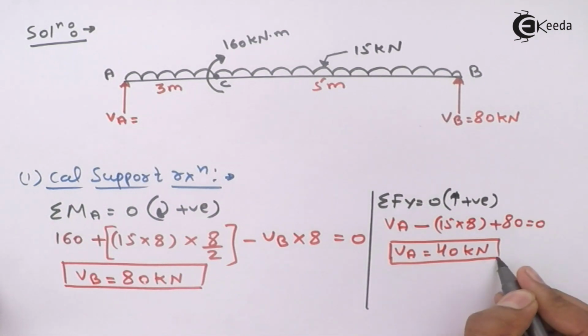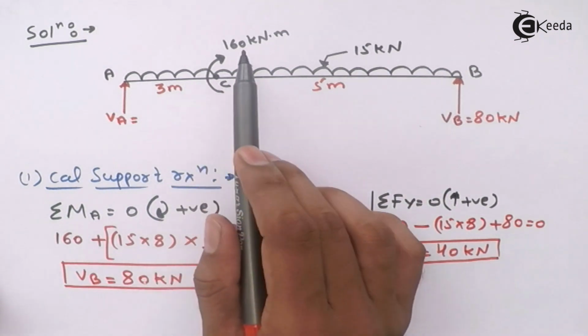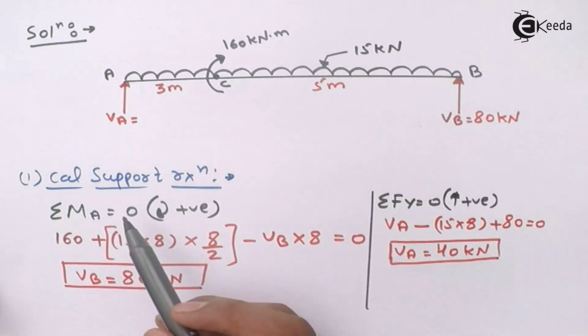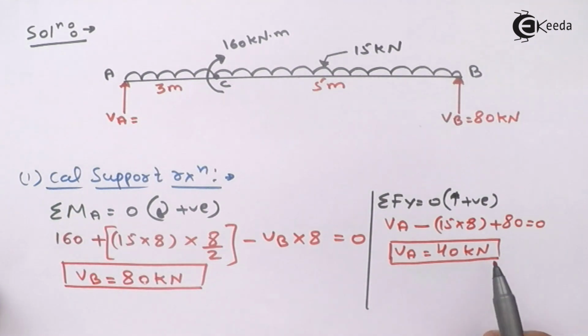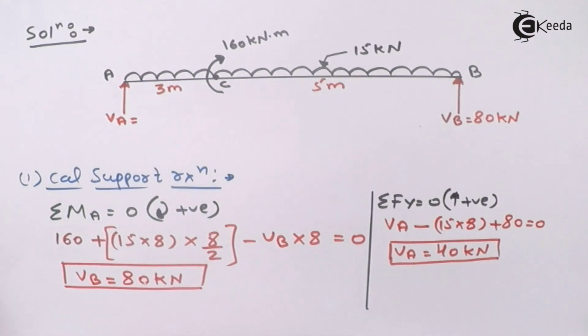Now see, we don't take the couple in Fy, because it is a moment; it will always come in moment equations only. Now we have done with the first part, calculating support reactions. After that, what does Macaulay say? Now we have to cut the section. While cutting the section, please remember these things: cut the section at the extreme corner, or if UDL is there, cut the section in the UDL, as Macaulay says.